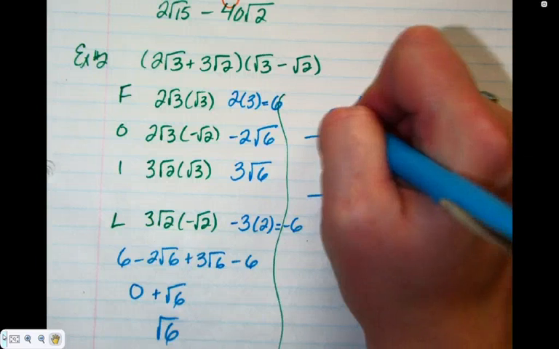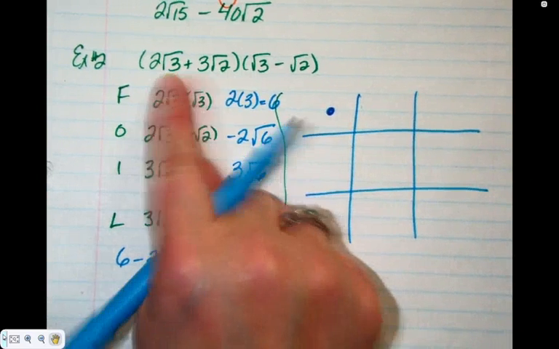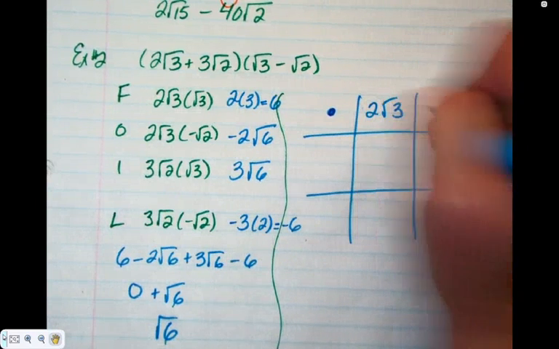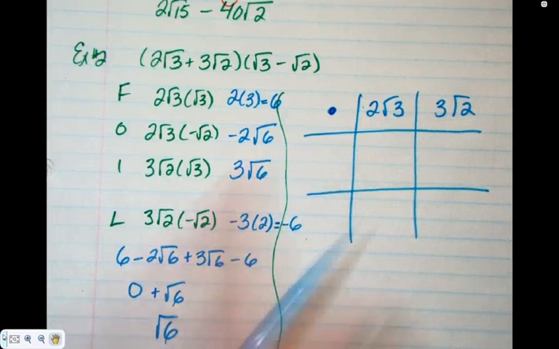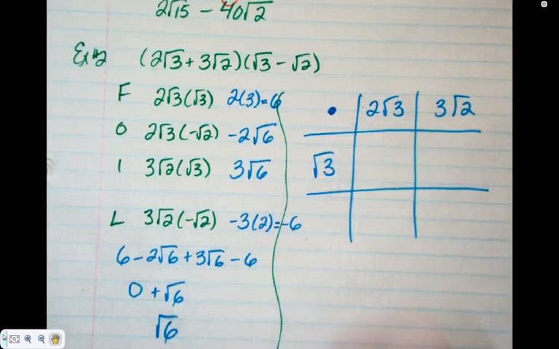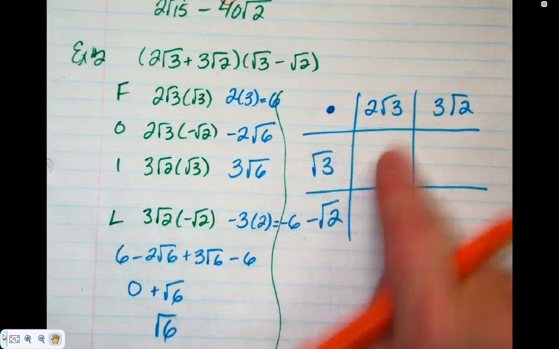I'm going to put a multiplication sign in the top left corner. I'm going to take the first binomial and write it along the top. So a 2 root 3 in the first box, and then the 3 root 2 in the second box. And I'm going to take the second binomial and write it down the side, so root 3 in the first box, and then negative root 2 in the second box. Then I like to switch colors because it's how my brain works. And all I'm going to do is multiply where the boxes intersect.